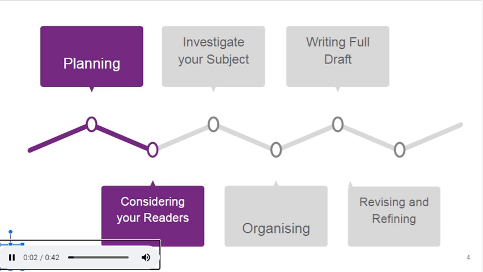Writing is a three-way process which includes pre-writing, writing, and rewriting. Now you're planning, considering your readers, investigating your subject, and organizing your thoughts, your ideas, and your information. Everything comes under pre-writing.